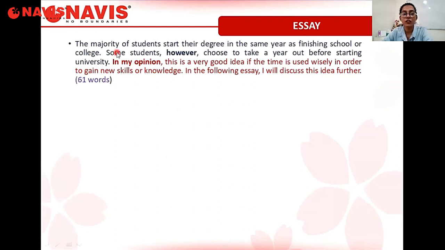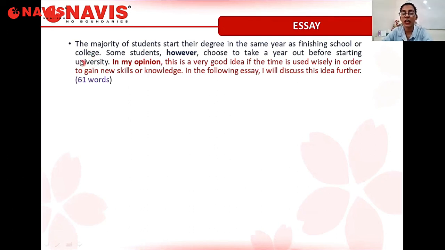The majority of students start their degree in the same year as finishing school or college. Some students, however, choose to take a year out before starting the university. So what did the topic question tell? That some students also take a break and they travel, otherwise they also go for work experience. So do you think it is a good or a bad idea?